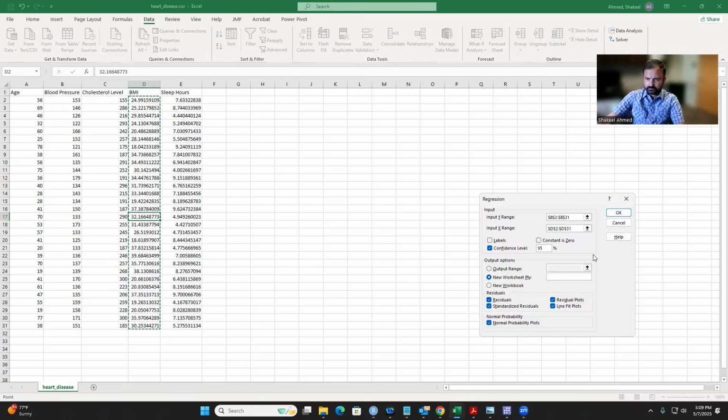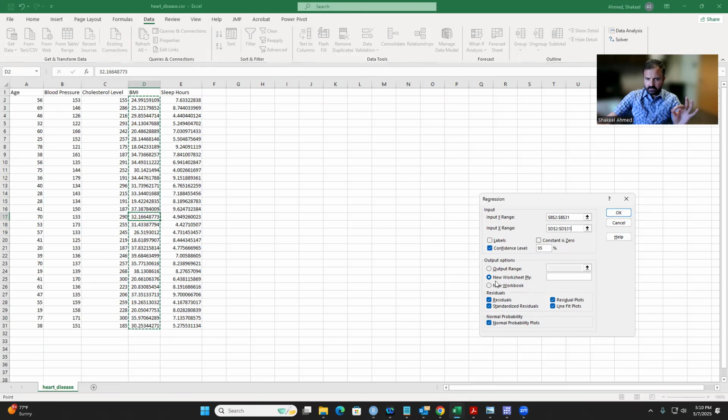Constant is equal to zero: if you want to run a model without constant, you can just tick this, and here we are keeping the constant in our model. We construct a 95% confidence interval for the coefficients, like alpha and beta. We have the intercept and only one coefficient as we are working with simple linear regression.